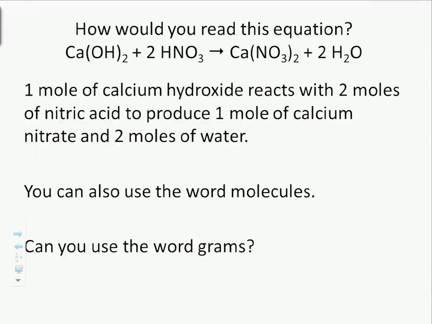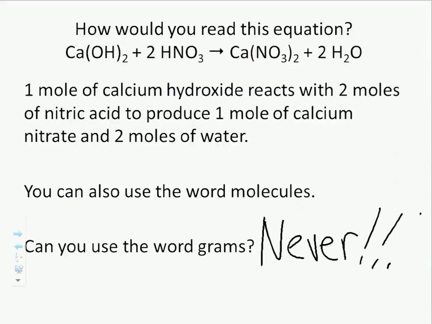But can you use the word grams? Can you say 1 gram of calcium hydroxide reacts with 2 grams of nitric acid to produce 1 gram of calcium nitrate and 2 grams of water? I hope you said no. The answer to that is absolutely not. Never. You can use the word molecule and you can use the word moles, but you cannot use the word grams. It does not work like that.